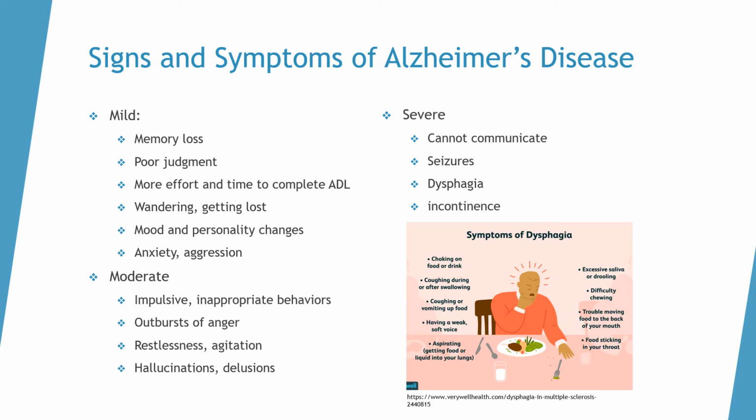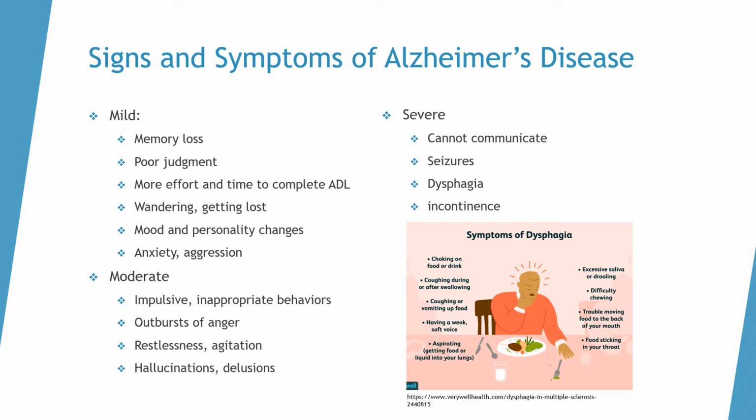In the mild phase, the individual may experience memory loss and poor judgment. Even in areas they have navigated themselves for years, they may wander and get lost, and mood and personality changes may begin when the frontal lobe is affected. Anxiety, aggression, and more effort and time to perform the same everyday tasks can also be observed.